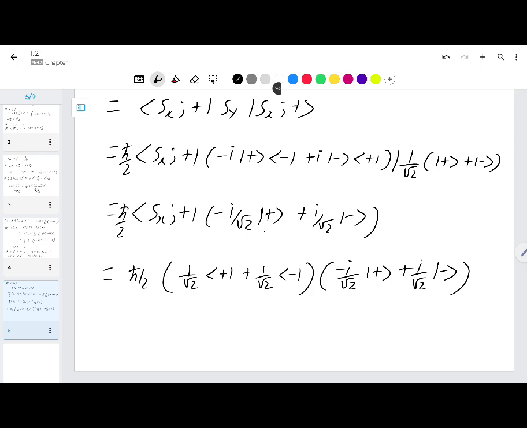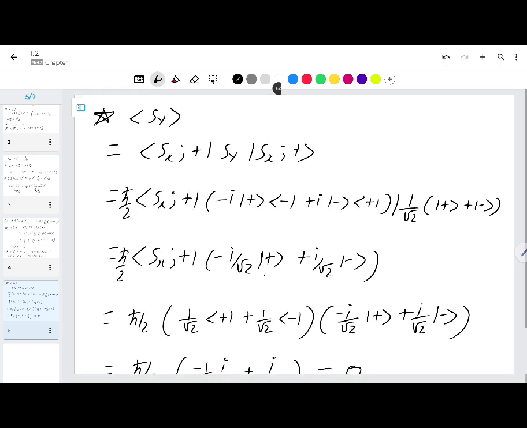Yeah, so this is anti-symmetric. There is same negative i part and same negative plus part. And there will be 1 by 2 i minus i by 2. Yes, same. So spin y is 0. Okay, fine.